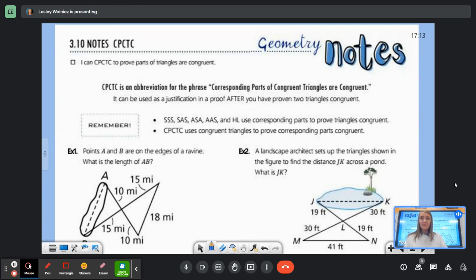All right. It's time for corresponding parts of congruent triangles are congruent. Okay, we already know this. We actually started off our unit with this knowledge. When we said that two triangles were congruent, we named their corresponding parts and we wrote congruent statements. So we're just going to see today how we use that in proofs.